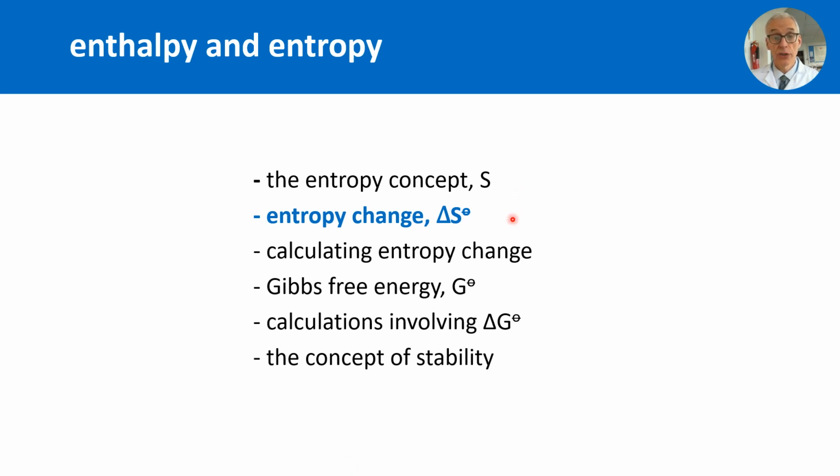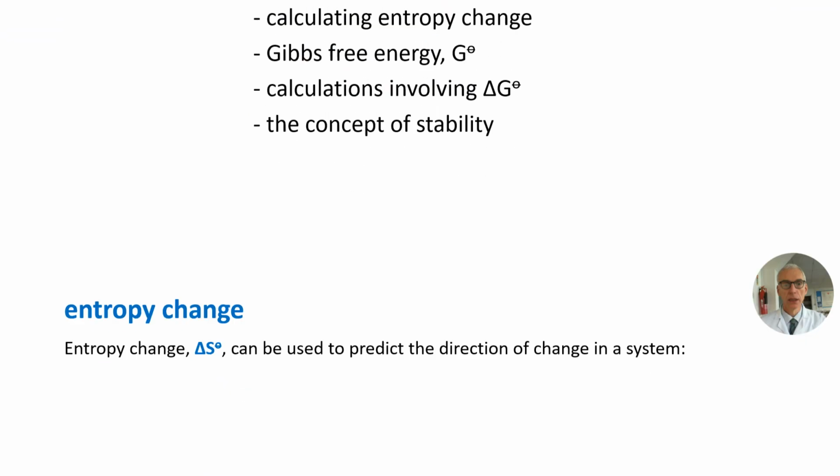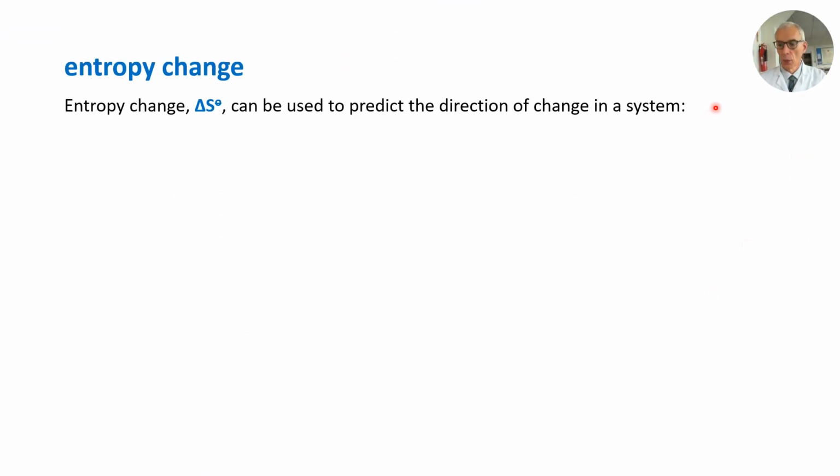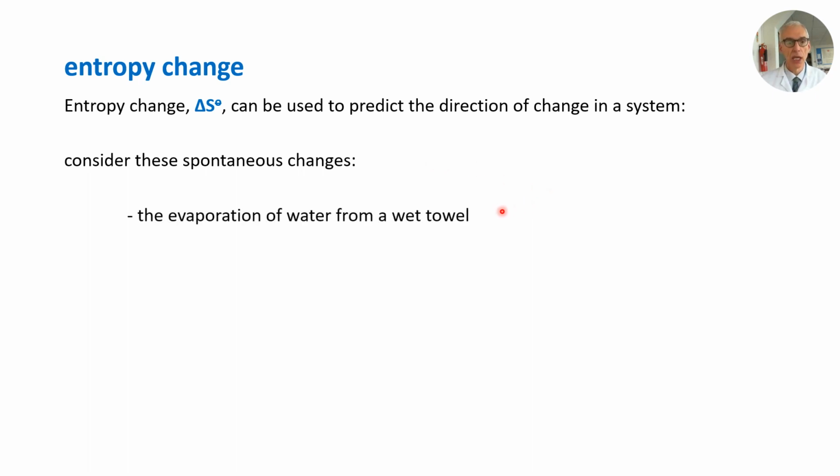So moving on to qualitative ideas of entropy change, delta S. One of the main uses of entropy or entropy change is to predict the direction of change in a system. Consider these spontaneous changes. These are changes that occur without an input of energy. The evaporation of water from a wet towel. So here liquid water is forming into the vapor.